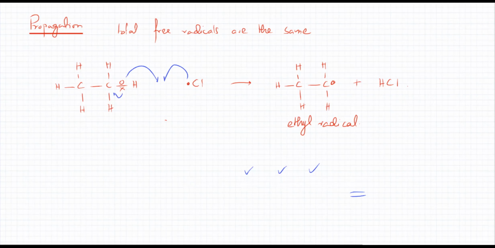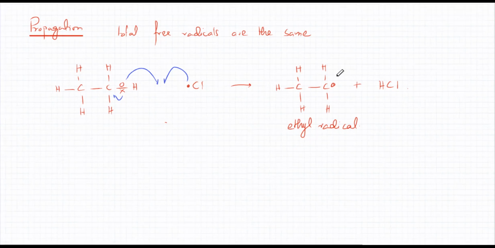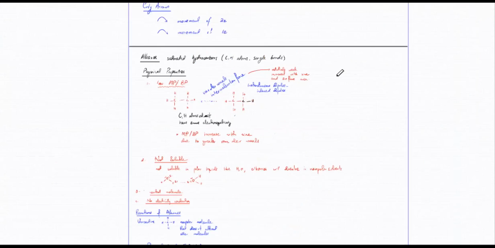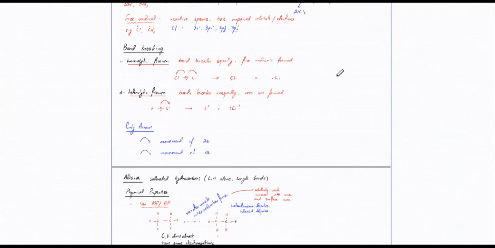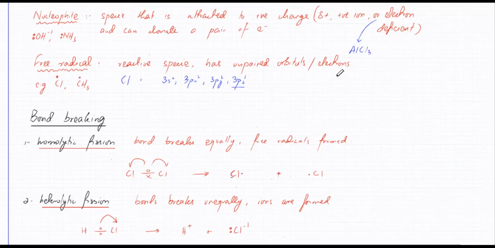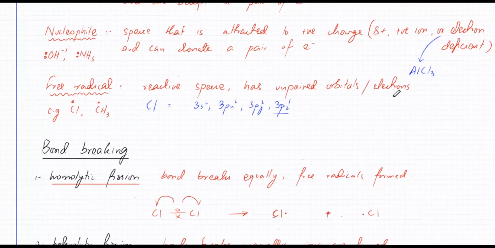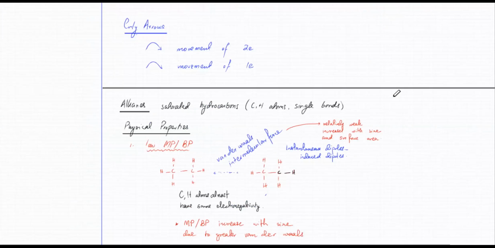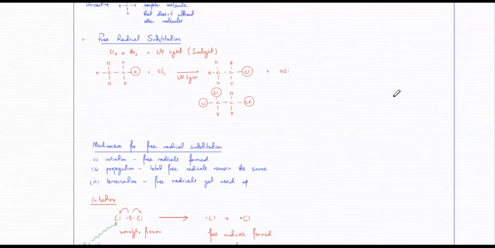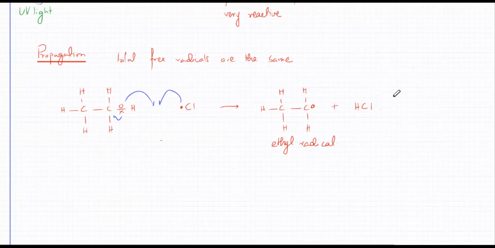So this one is your ethyl radical now. Something that has unpaired electrons. We wrote down the definition for that as well somewhere. A free radical is a reactive species which has unpaired orbitals or electrons. So methyl or chlorine or any molecule that has that particular property.